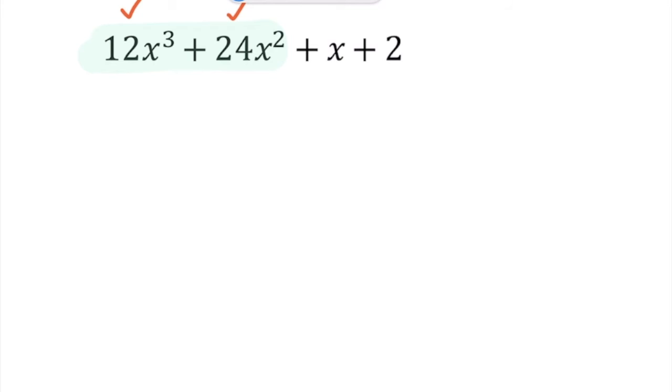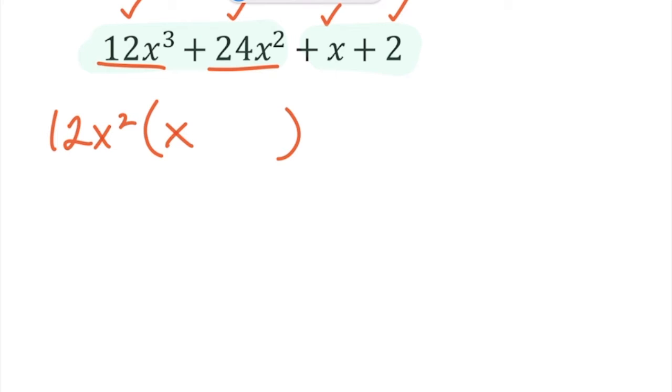Because this polynomial has 4 terms, and if it's got 4 terms, that's what you want to start off trying. So we're going to group the first 2 terms and the second 2 terms. We're going to find a GCF of the first 2 terms. My numerical GCF is a 12, and my variable GCF is going to be an x squared. Then what's left? If I factor out a 12x squared from 12x cubed, I'm just left with an x. If I factor out a 12x squared from 24x squared, I'm left with a 2.